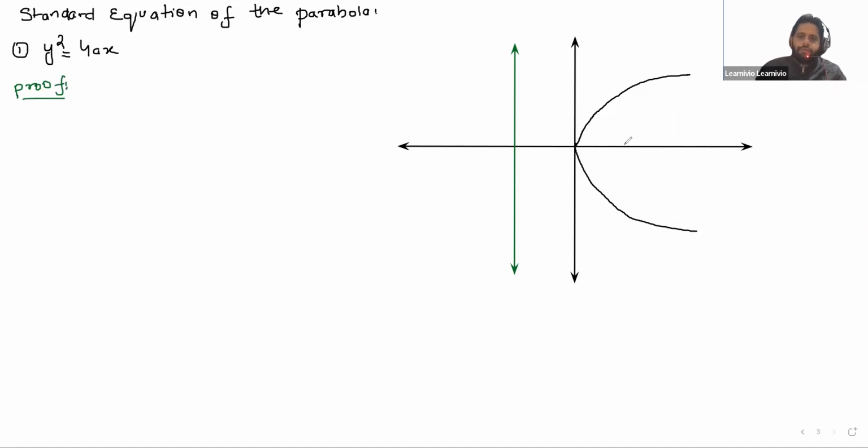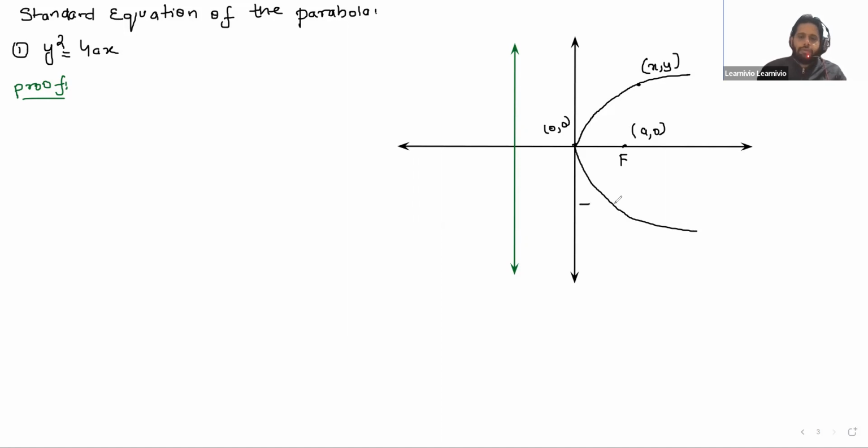Now, suppose this is the focus, and this focus lies on the x-axis. We are taking the coordinate as a comma 0. We have taken a point over here. Let this point be x comma y. Now, this is the parabola, so remember its definition. Now, this is the origin. For this equation, the vertex is at the origin.